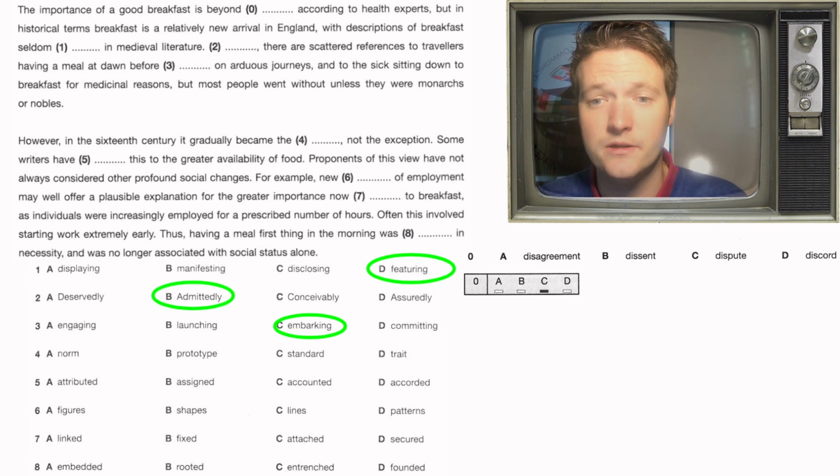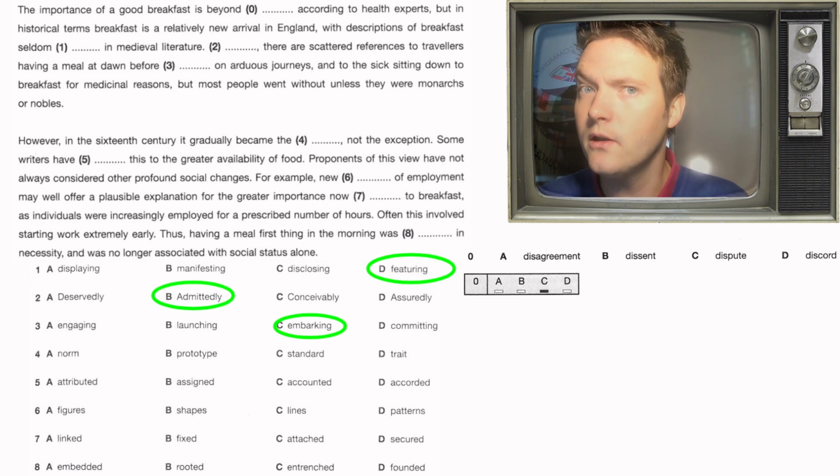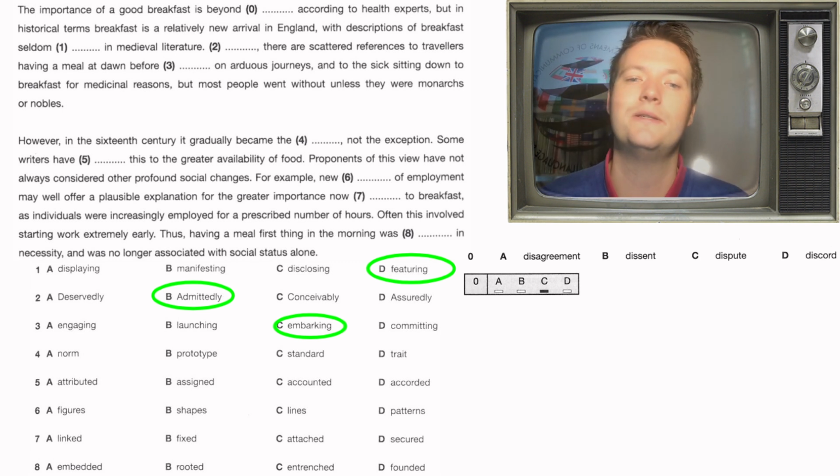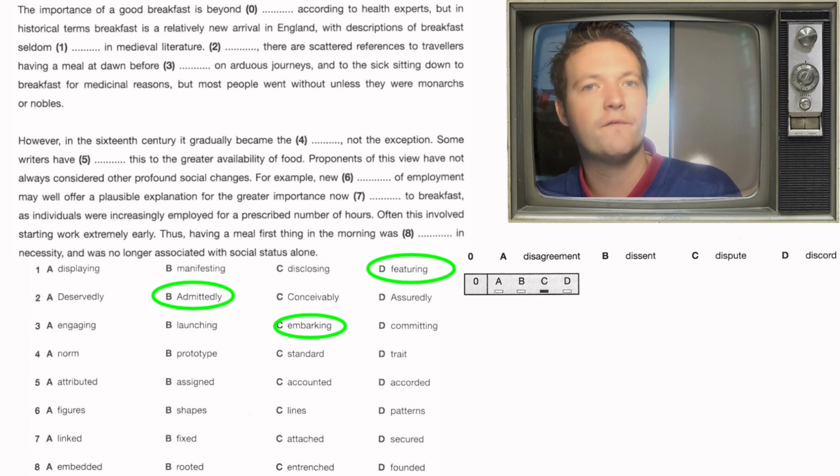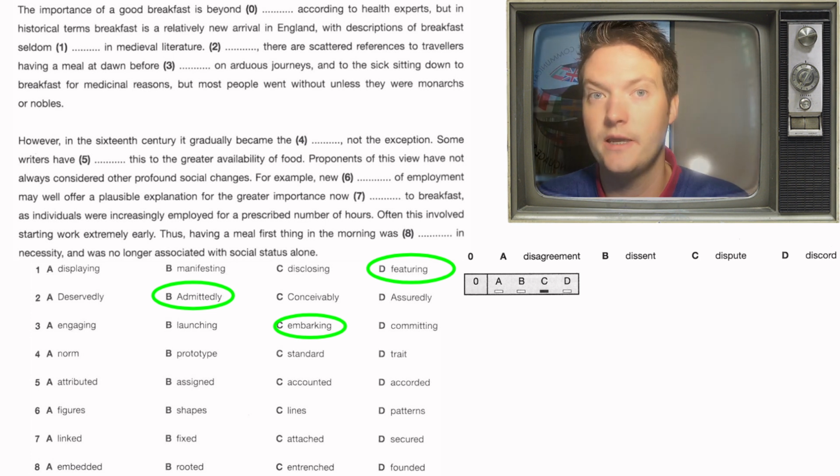The standard, not the exception. Well, I think a lot of people would say the standard. They would get this wrong here and they would say the standard. But no, there's a difference here. So in the 16th century, it gradually became standard to have breakfast would be a good sentence.